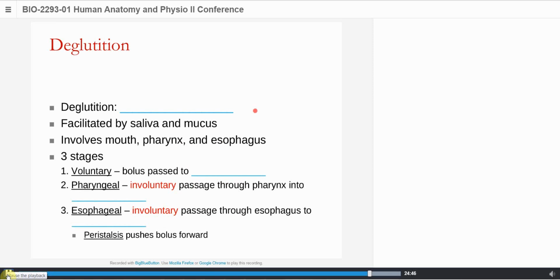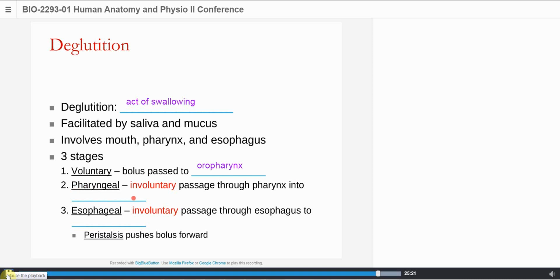Okay, what is deglutition? That's the act of swallowing. That, of course, is helped by mucus in the esophagus itself and your saliva. All right, it involves, this is kind of a duh, the mouth, the throat, pharynx, and the esophagus. And there are 3 stages. Voluntary is when the bolus is passed into, where do you guess? Oropharynx. Okay. And then you have the pharyngeal and esophageal stage.